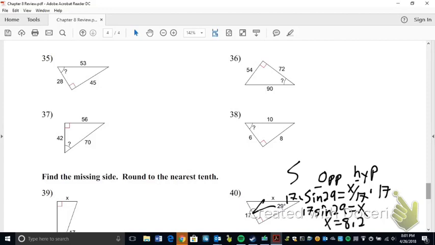So x equals 8.2. And now you can just plug directly into your calculator. If you're using one of the graphing calculators, that's just exactly how it goes. 17 times, you don't even need to hit the times button, you can just hit 17 sine 29, enter, and you're fine. Now if you're using a scientific calculator and that doesn't work for you, you might need to go 17 times 29 sine, but most of you guys are using the graphing calculators.